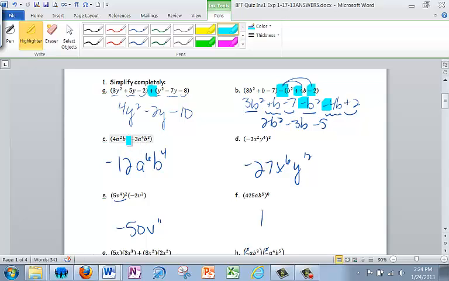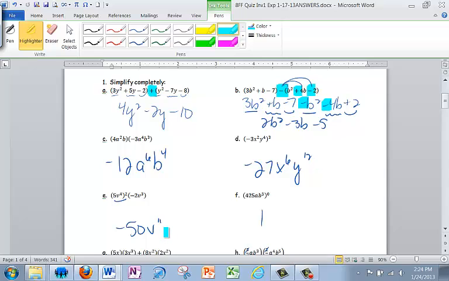This is multiplication, so right in here there's a multiplication problem. I can't do that with this big thing. But anyway, that's multiplication. So you would add the exponents. This problem, letter D, is power to a power, so you'd multiply the exponents. Hence, negative 27 x to the 6th power, y to the 12th power.